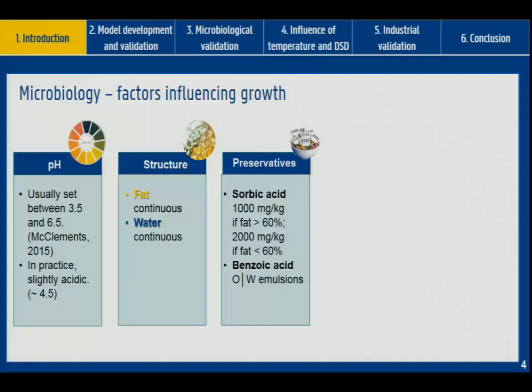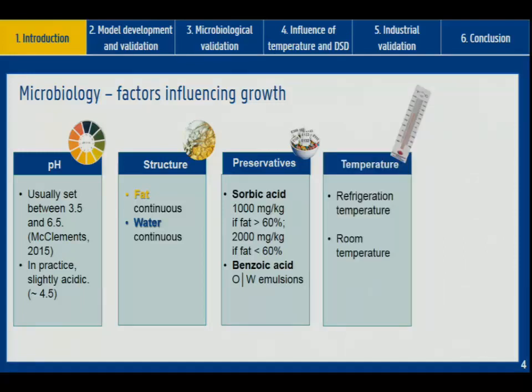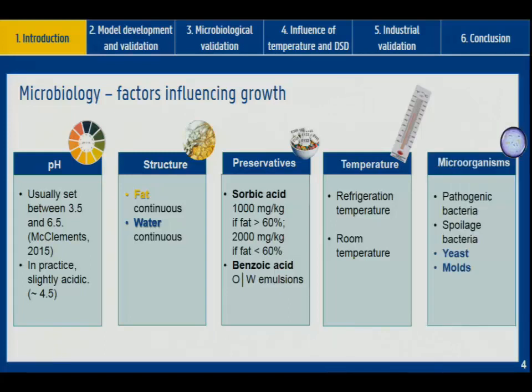These three were intrinsic factors. There is an important extrinsic factor also to take into account, and that is temperature. So we have usually, and our experiments are done in this manner, refrigeration temperature and room temperature. Refrigeration temperature helps keep the product stable for longer. So what are the microorganisms that can grow inside a water in oil or an oil-water emulsion? Both pathogenic bacteria and spoilage bacteria, but for us, most interesting are yeasts and molds, or commonly called fungi.